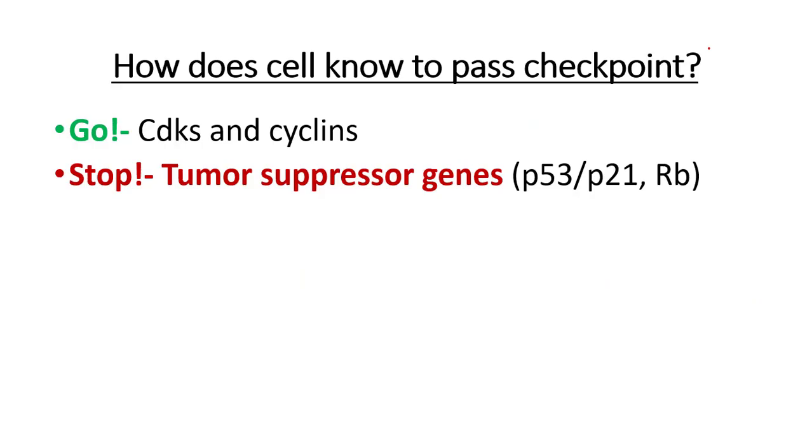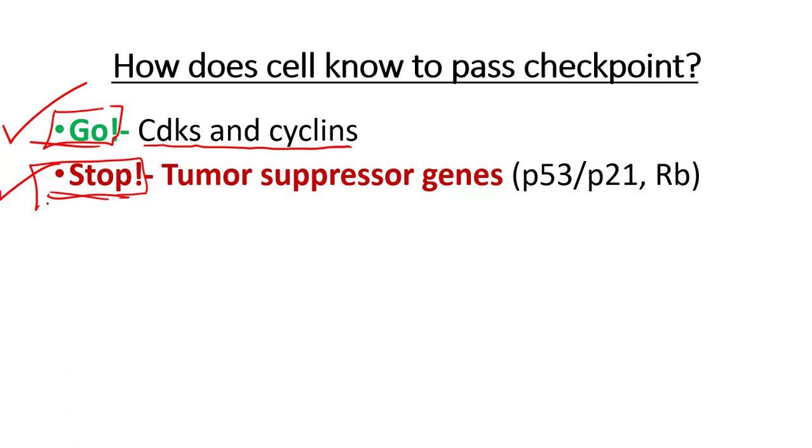How does a cell know whether to go or to stop? How does it know whether there's a huge mutation or whether everything is good? There's a couple of proteins. It's always proteins because they do everything, right? There's a couple of really important proteins and we need to know about them. First, let's talk about the go signals. The go signals are known as CDKs and cyclins. And then we're going to talk about the stop signals.